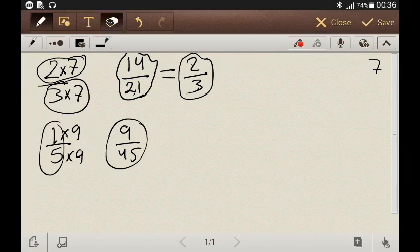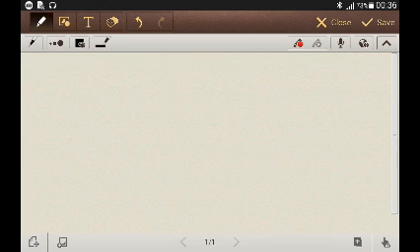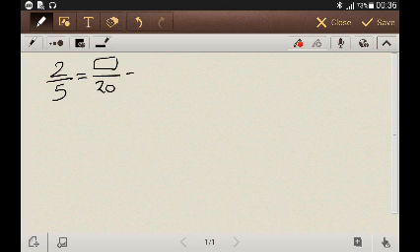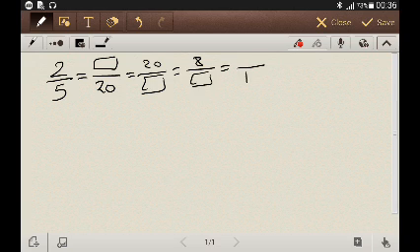Now let's say, how will I ask you in the exam about this lesson? I'm going to give you a question like this. 2 over 5, for example, equals something over 20, equals 20 over something, equals 8 over something, equals something over 10.